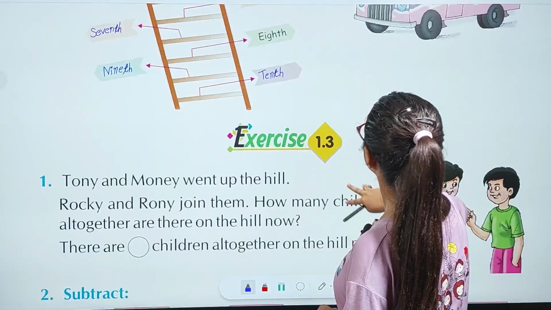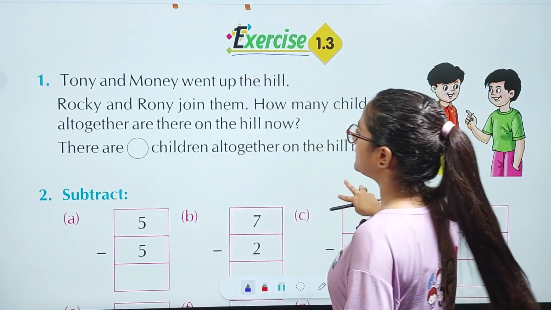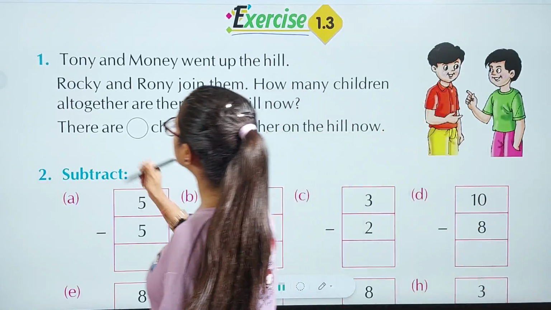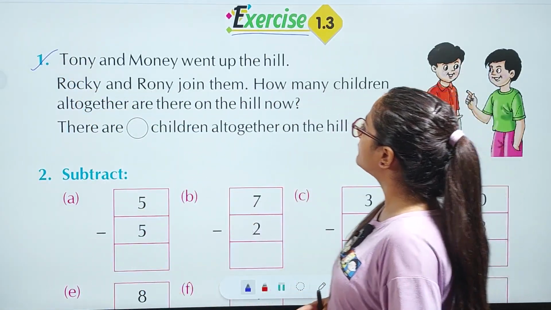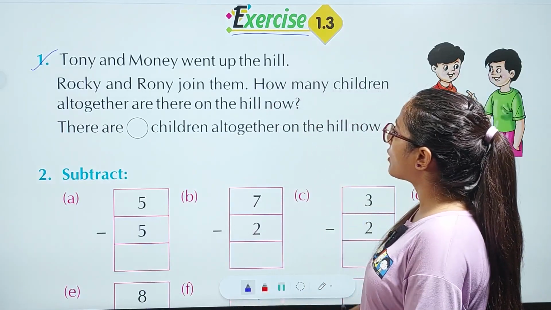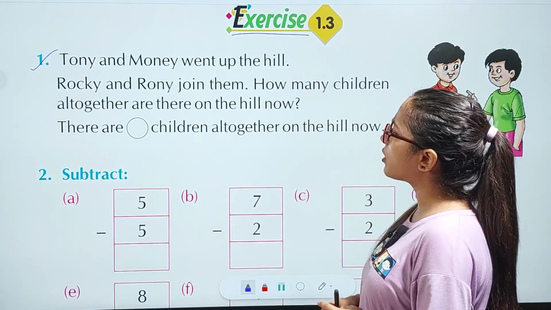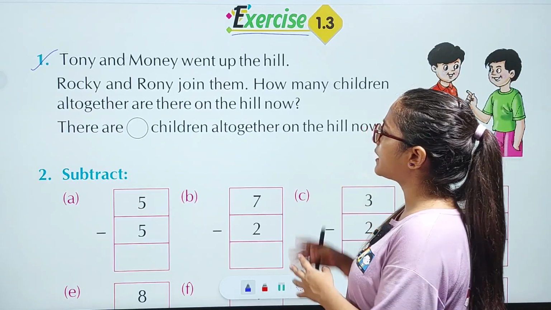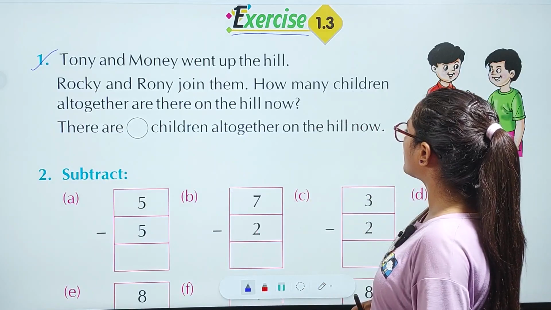Now let's move into the next exercise, exercise 1.3. So here, the first question is given. It says: Tony and Moni went up the hill. Rocky and Roni joined them. How many children altogether are there on the hill now? There are dash children altogether on the hill now.